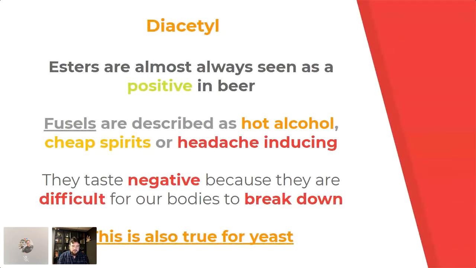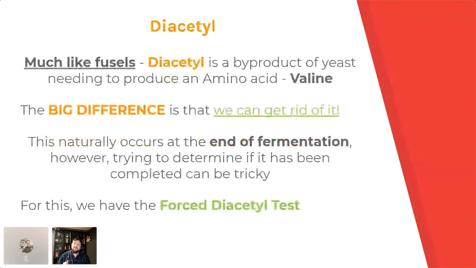Diacetyl, much like fusels, is a byproduct of yeast needing to produce an amino acid. In this case, it's valine, where fusel alcohol is the anabolic pathway, whereas they're trying to take sugar and turn it into this amino acid. Diacetyl is the same thing, but diacetyl is a byproduct of it needing that valine, needing that amino acid it's trying to produce. Now, there are a few differences here.